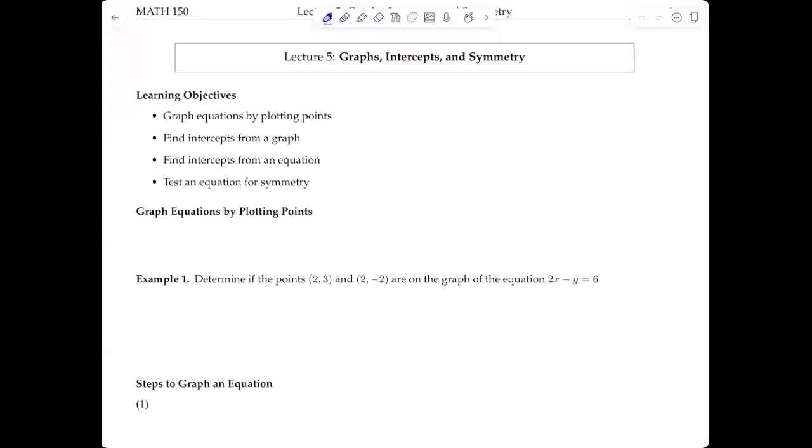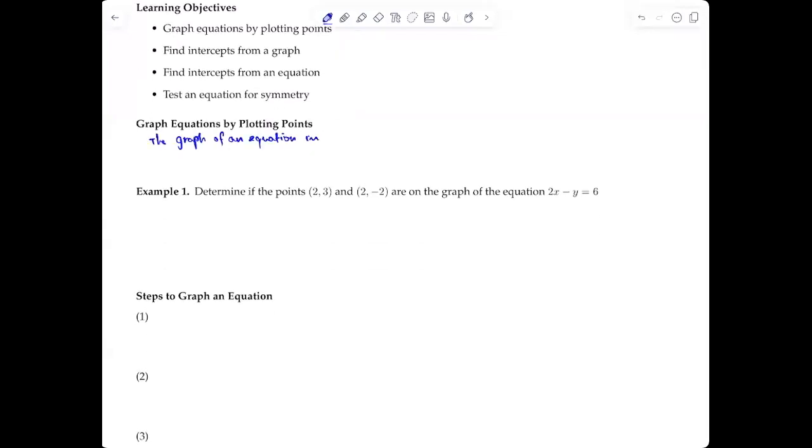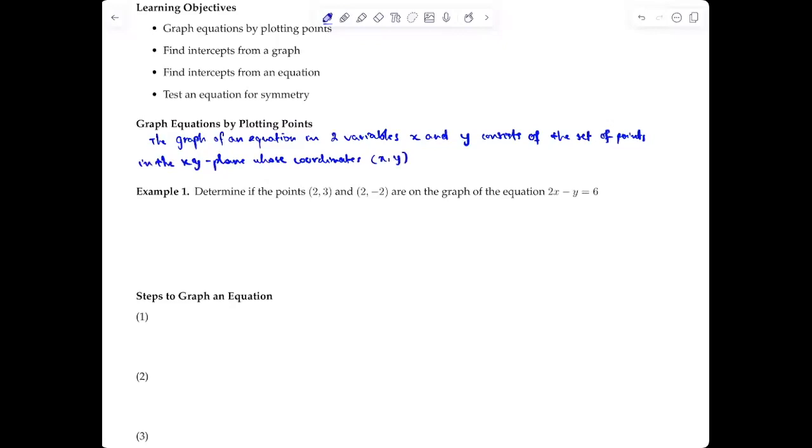All right, so the graph of an equation in two variables, x and y, consists of the set of points in the xy plane whose coordinates x comma y satisfy the equation. Right. So given an equation, whatever that is, you find points from this equation.